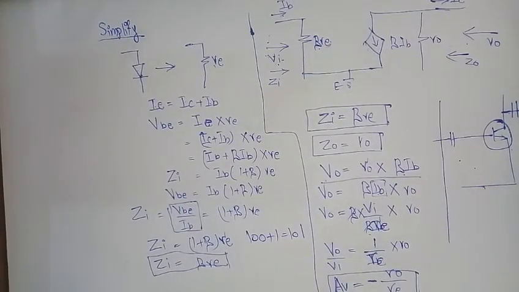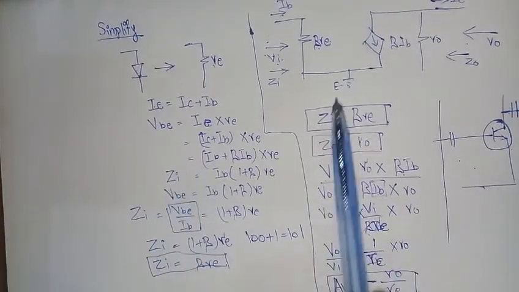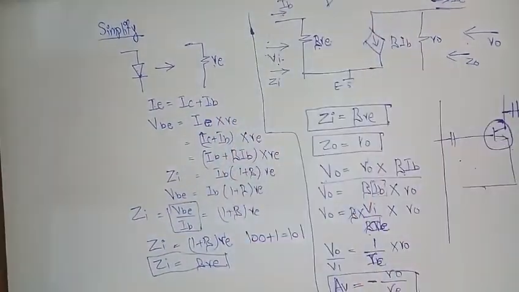So that's all for today. We have seen all of the parameters of the common emitter configuration and the simplified model for the common emitter configuration.